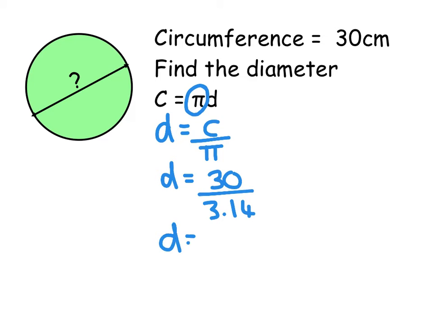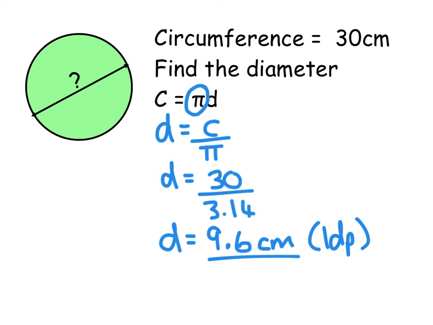And when you type that in, you get a big long number. I'm going to round it. It's 9.554. So I'm just going to round that to either 9.55 or 9.6. I think 1 decimal place will be okay. So 9.6 centimetres to 1 decimal place. So that is my diameter.